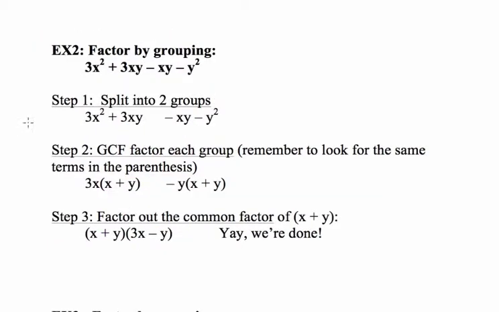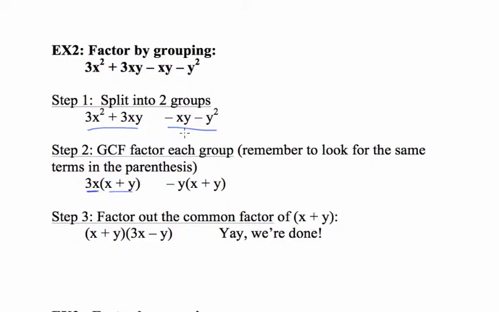Example 2, factor by grouping. So step 1 is to split them into two groups. Step 2, GCF factor each group. So let's see, I have a 3x in common in those two pieces, so I factor out a 3x and I'm left with x plus y.